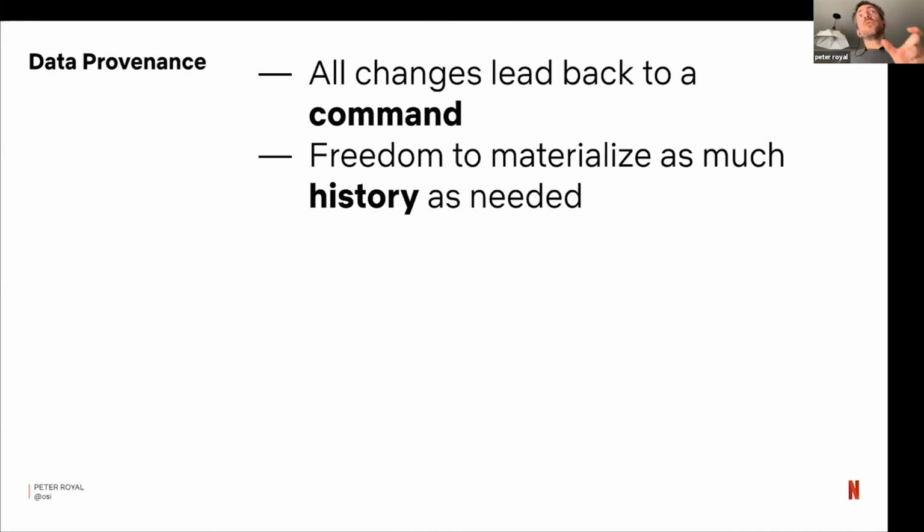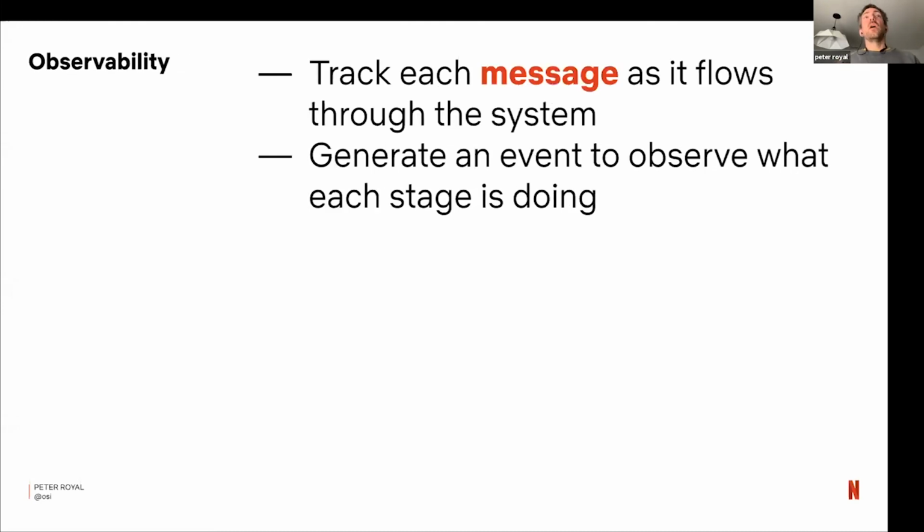And another key is we're free to materialize as much history as is needed. By not throwing away any information, if future product requirements say, I want to now see different information about the past, it's now easy to do that because we have that information. We haven't lost it. It's also easy to observe the system because we are using discrete messages to track everything. We can follow those as they flow through the system.